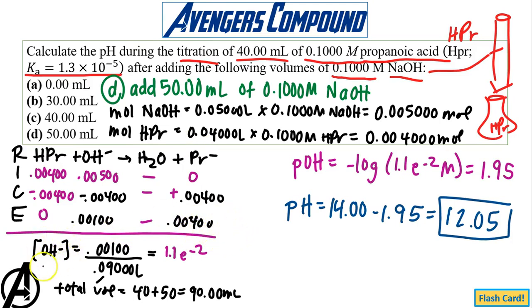To get the amount of OH minus that's going to be in excess, we take the moles that we got from our ICE table at equilibrium and divide it by the total volume. The total volume is 40 mL plus 50 mL, which is equal to 90 mL. Convert that to liters, and I get 1.1 times 10 to the negative 2 molarity. Now, once I have the concentration of OH minus, I go ahead and get the pOH, which is the negative log of 1.1 times 10 to the negative 2, and I get 1.95. To get the pH, I'm going to take 14.00 minus 1.95. And what do I get? 12.05. And so that is the pH for letters A through D.